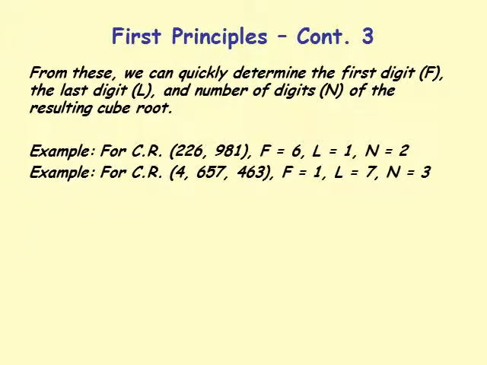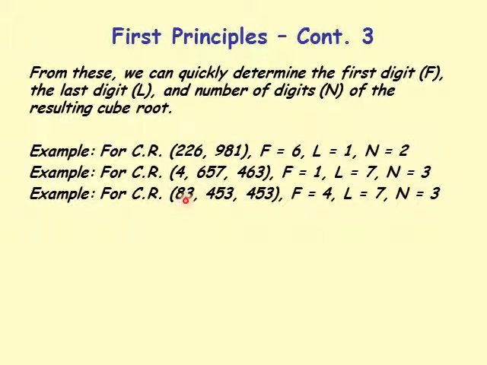Let's continue here. So for cube root of 4,657,463, the first digit of the cube root is 1. 4 is between 1 cubed and 2 cubed. 2 cubed is 8, 1 cubed is 1, and when a number ends in 3, its cube root ends in 7. So the last digit is 7, and the number of digits in the cube root is 3. Let's look at another one.